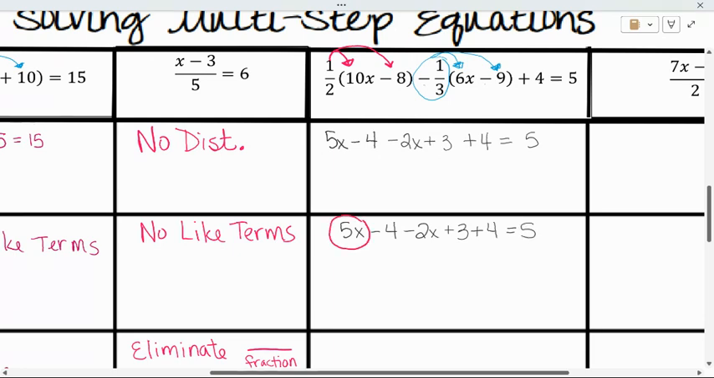So I have a 5x and a negative 2x that are going to have to be combined together. But I also have a negative 4, a positive 3, and a positive 4. They're going to have to be grouped together. Remember, like terms are on the same side of the equal sign. You can't cross the equal.